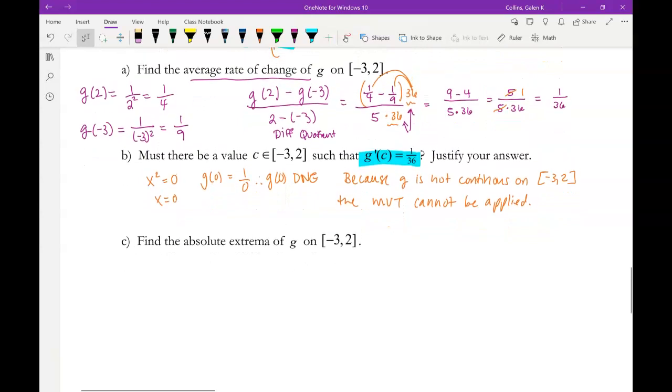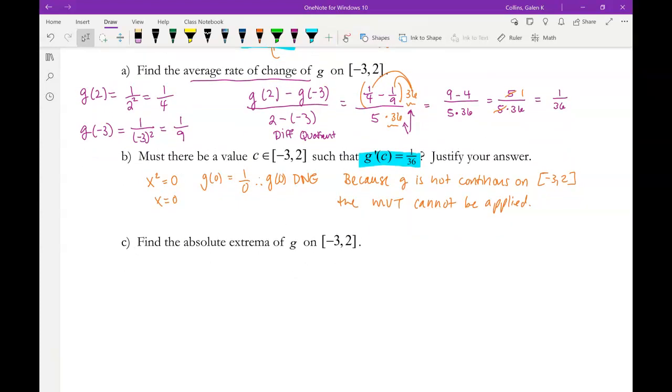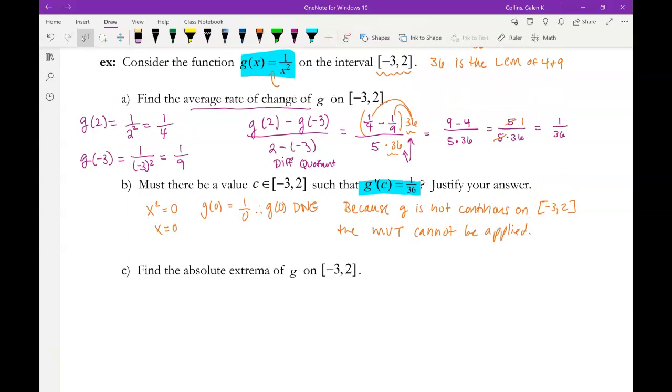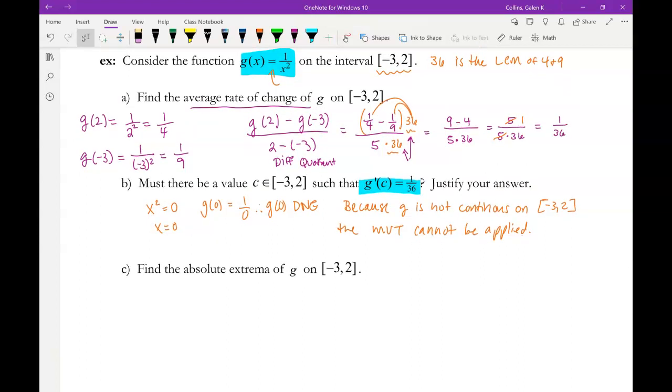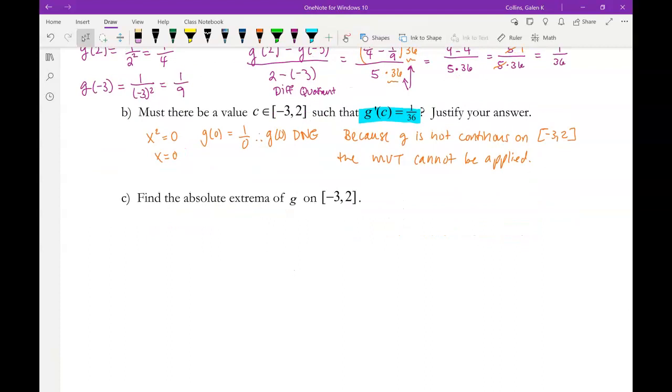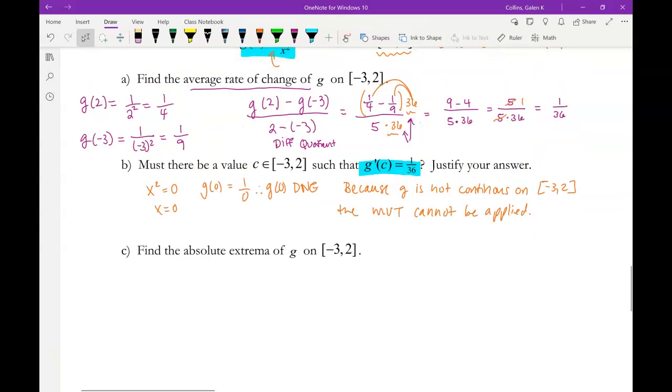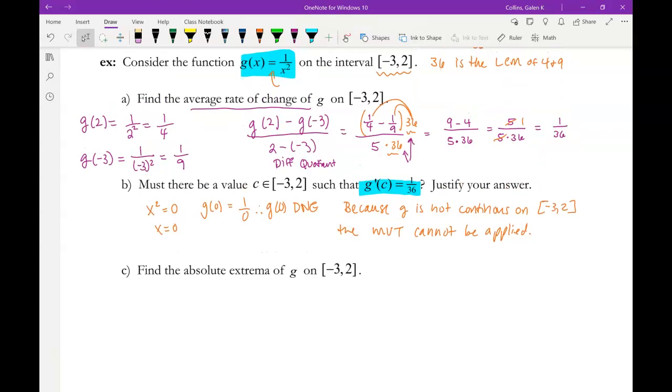All right, in part C, we're finding the absolute extrema of G. So again, we want to consider our critical values as well as -3 and 2. And so we already kind of know something funky is going to happen at 0. So if I take my derivative, in fact, I'm going to rewrite G. You can use the quotient rule if you want, or I could think of G of x as just x to the -2 power, so that when I take the derivative, I can just use the power rule, and that becomes -2 over x cubed.